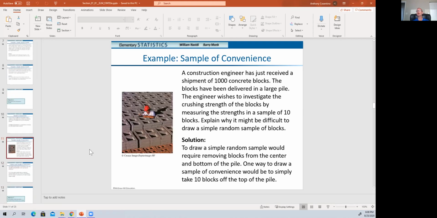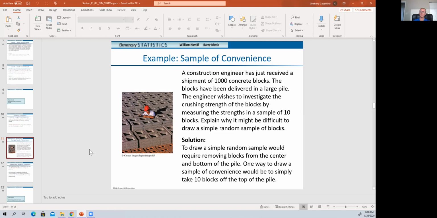But sometimes convenience samples could be the best way to do something. I found this to be an interesting example: say you're a construction engineer and you have these big, really heavy concrete blocks. It looks like there's 1,000 of them. The engineer wishes to investigate the crushing strength, or you could pick any type of parameter you wanted to analyze on these blocks. If he tried to do a random sample of these, it would be quite challenging.